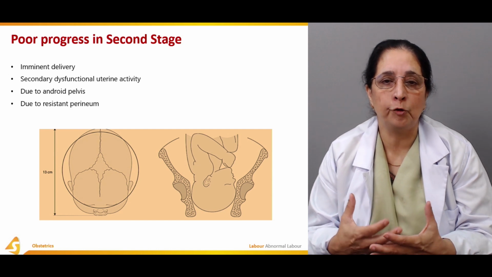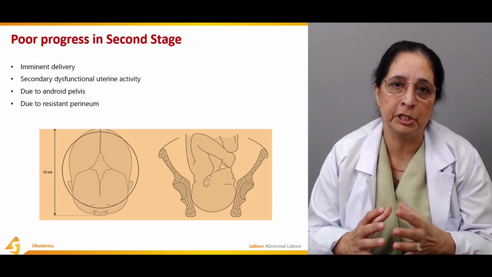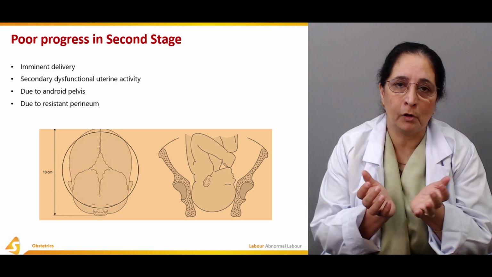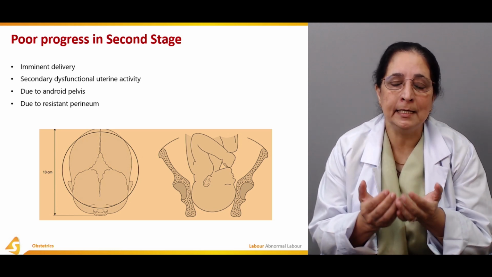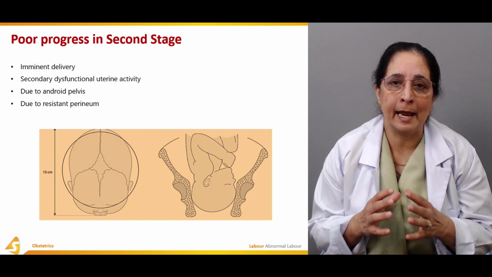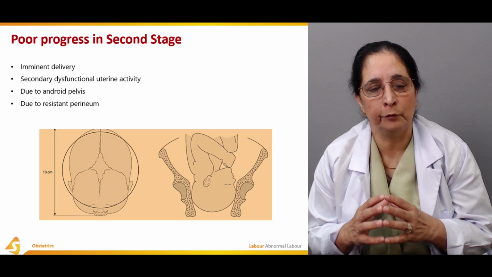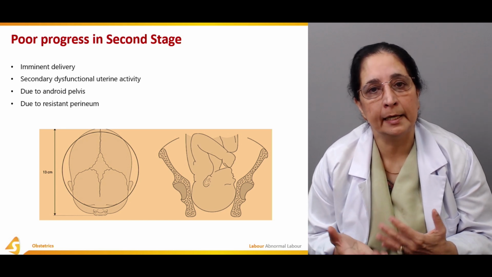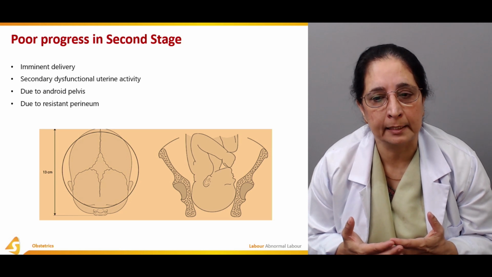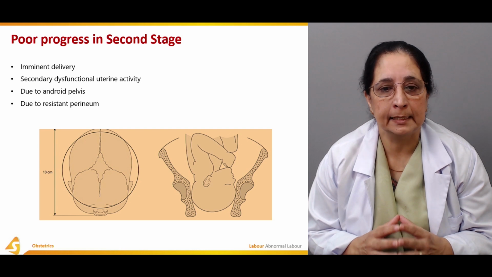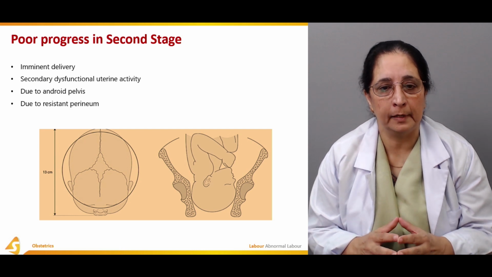If there is android pelvis, we talked about the shapes of the pelvis. Gynecoid pelvis is broader and can give easy access to the delivery of the baby. Android has a little poorer access. Then if there is secondary dysfunctional uterine activity, all these can lead to poor progress in the second stage of labor.